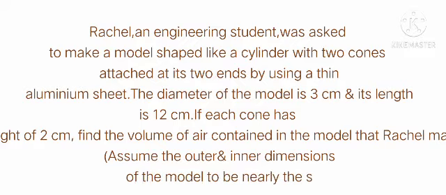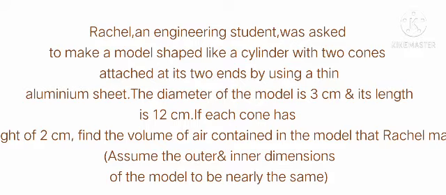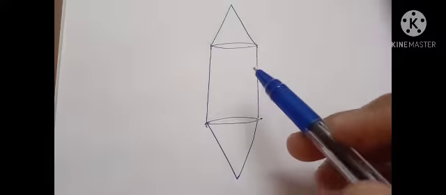No need to bother about that because here we have to find the volume of the solid. This is the figure for the question. This is the model made by Rachel. That is the shape of the model, like a cylinder with two cones attached at its two ends. So these are the two cones attached at two ends of this cylinder.